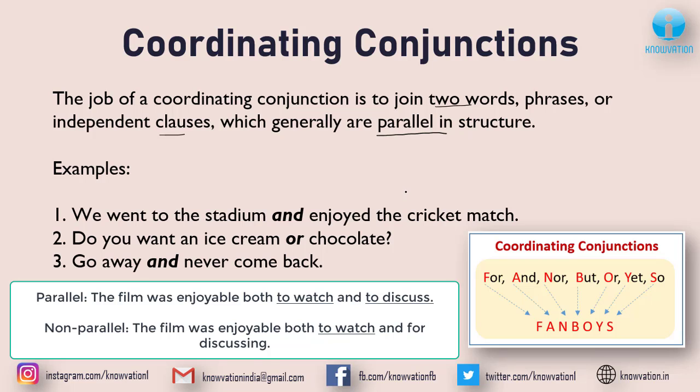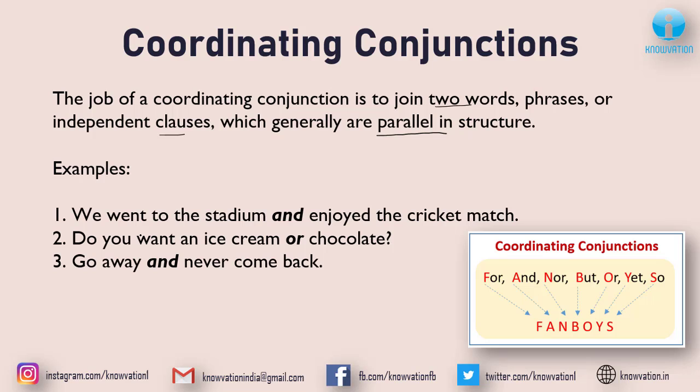In the first clause, I am using "to watch," and in the second, I am saying "for discussing." So this is actually breaking the parallel structure. Alright, so the first sentence is my parallel structure. Let's see the examples. We went to the stadium and enjoyed the cricket match. So here this is V2, and here also we have V2. So "and" is basically a coordinating conjunction between these parallel structures.